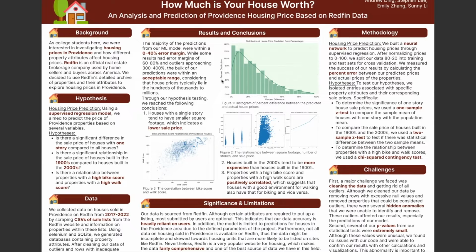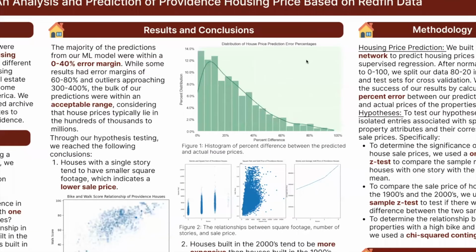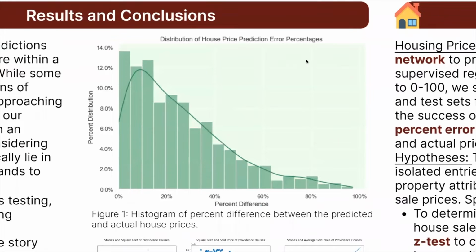If we look closely, we'll see that there is on the x-axis a % difference and on the y-axis a % distribution. This graph shows on average the % difference that the predictions were off by. So we can see that the majority of predictions are within a 0 to 40% error margin, which is an acceptable range considering that most of the prices are several $100,000, though there are some outliers that go even up to 300 to 400%.